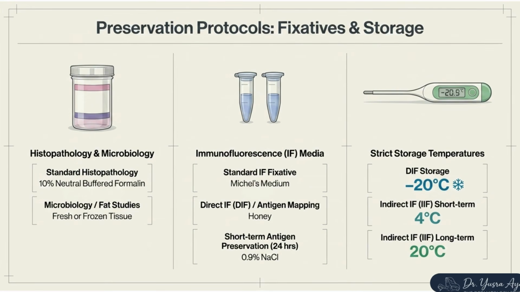Now let's remember the temperatures. Direct immunofluorescent samples are usually stored at -20 degrees Celsius. Short-term storage of indirect immunofluorescence sample is at 4 degrees Celsius, and its long-term storage is around -20 degrees.